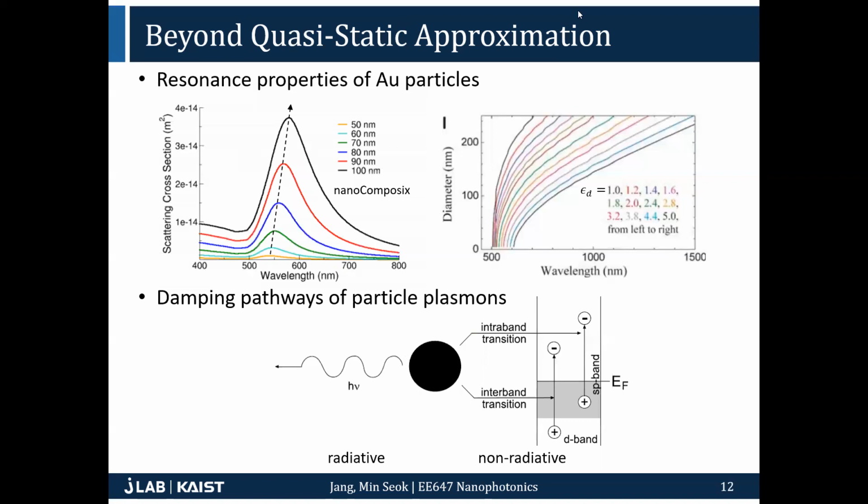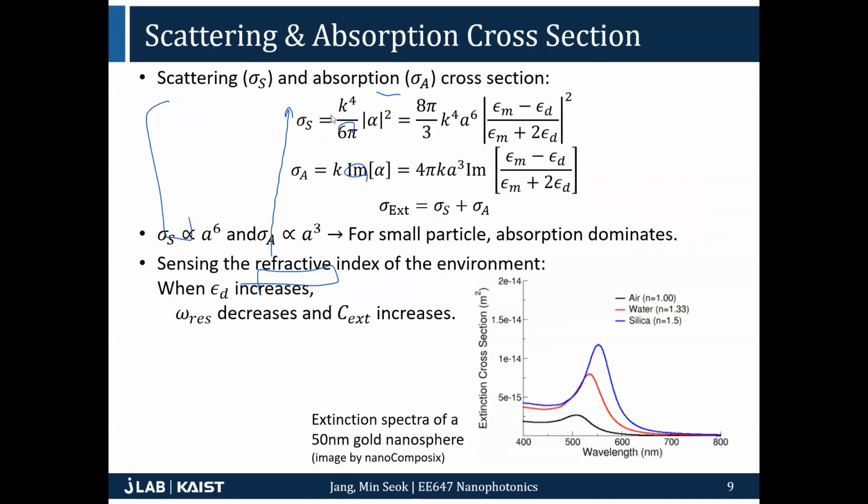So if you look at the plasmon resonance, the scattering cross section as a function of wavelength of gold particles of size 50 to 100 nanometers, you can see as the particle size increases, your resonance position actually goes to longer wavelengths, right? So it redshifts, and at the same time, its scattering cross-section increases by a lot. The cross-section increase is basically due to this relation: the cross-section is proportional to alpha squared, and alpha is proportional to the volume.